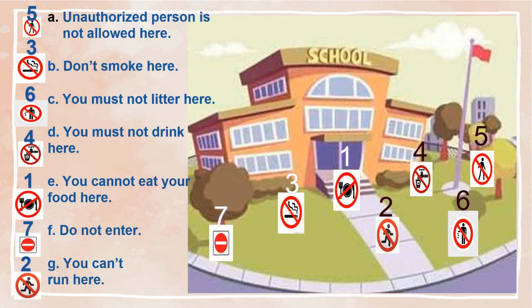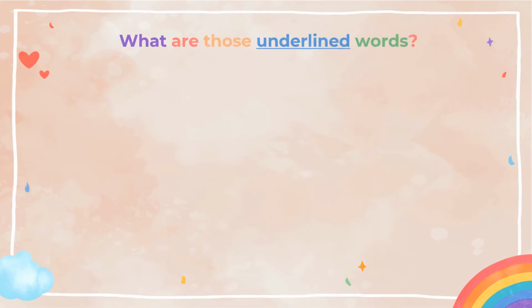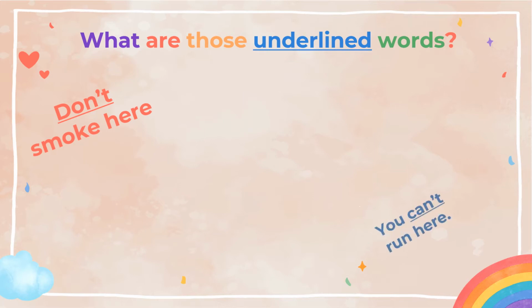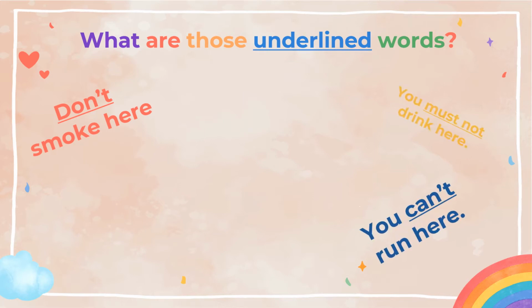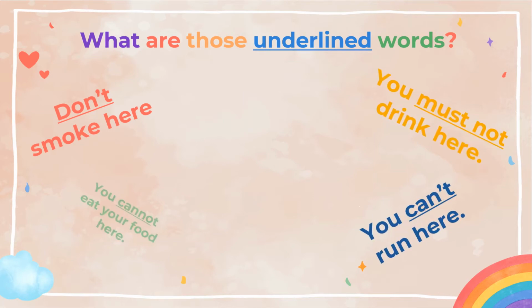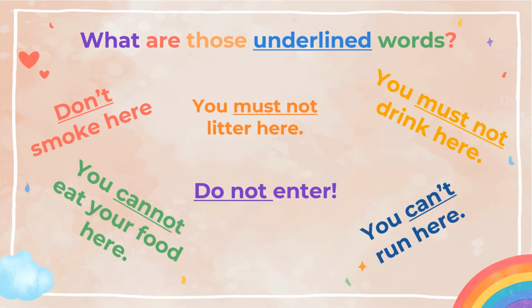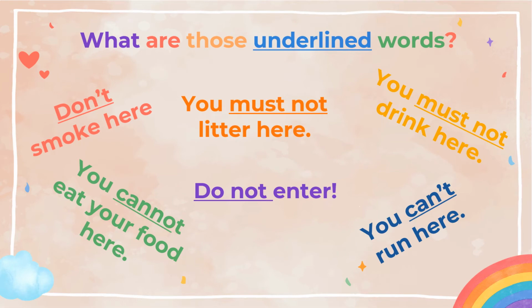Very good. And for those who did not make it, don't worry because it is just a preliminary activity. Have you listed down all the underlined words? So what are those underlined words? Yes, we have the words, don't smoke here. You can't run here. You must not drink here. You cannot eat your food here. Do not enter. And you must not litter here.